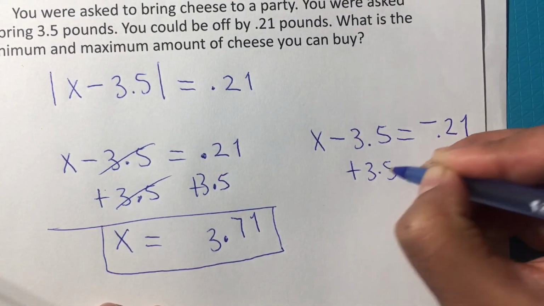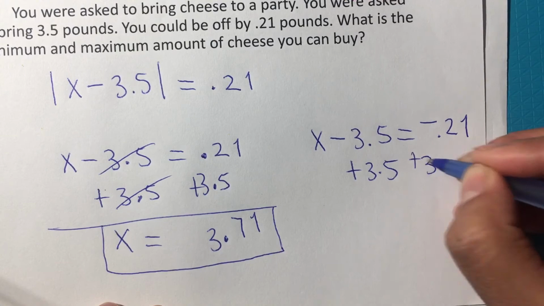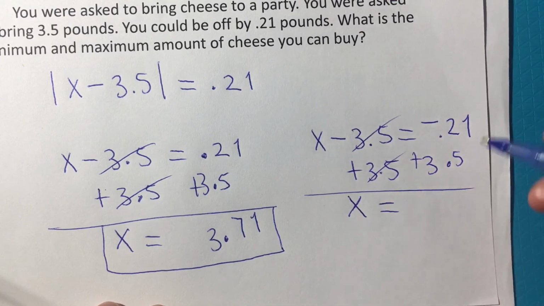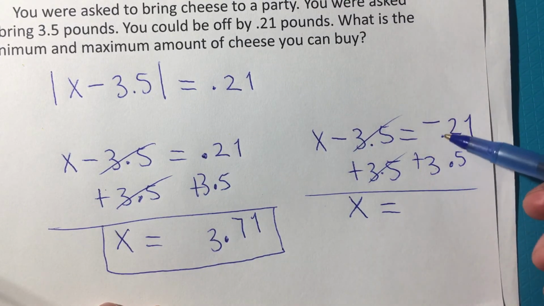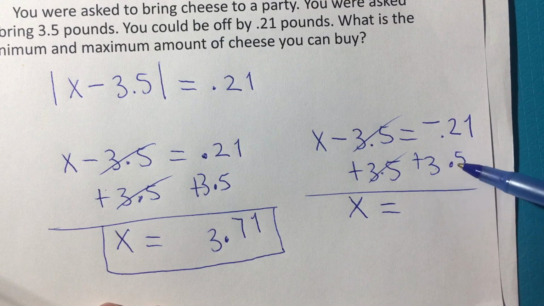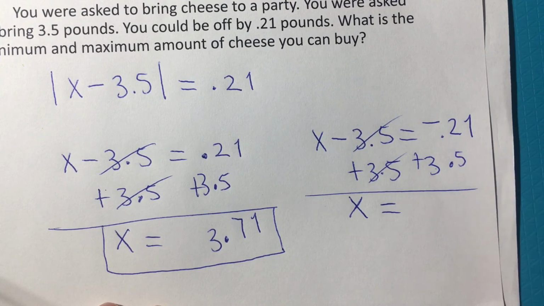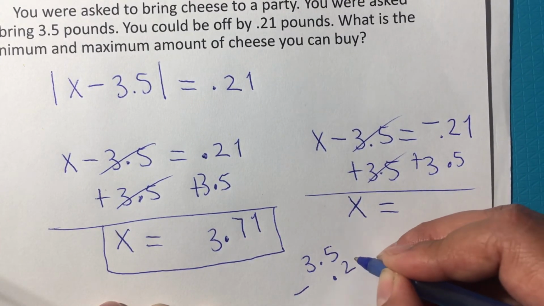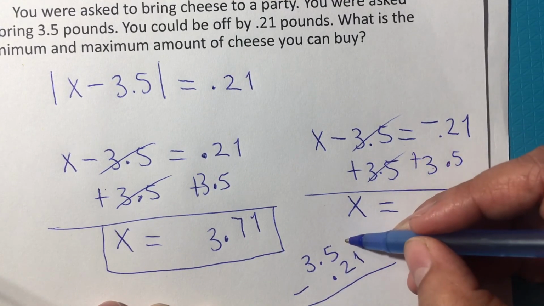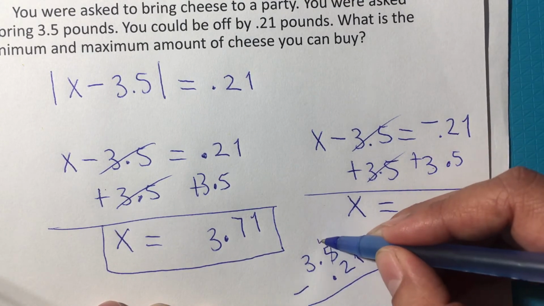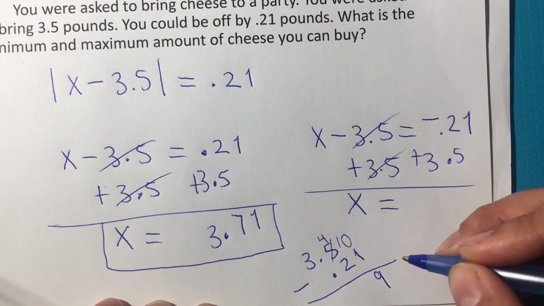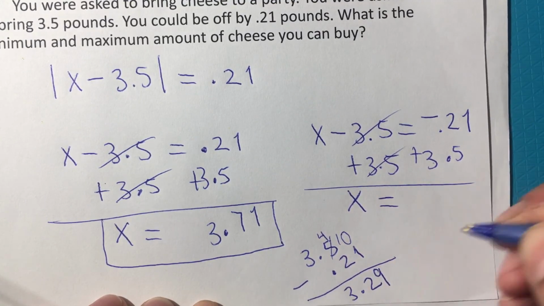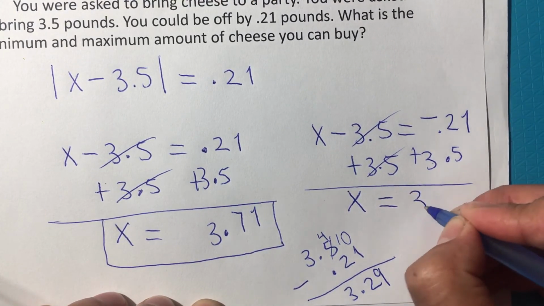Add 3.5 to both sides on this as well. This cancels and you get x equals. Now in here we have to subtract, and it's the bigger minus the smaller, but then get the greater sign. Since this is greater, it's going to be positive. If you want, you can rearrange, but it's 3.5 minus 0.21. Since there is nothing in here, we put a 0 and borrow. 10 minus 1 is 9. 4 minus 2 is 2. And 3 minus 0 is 3. So 3.29 will be the minimum.